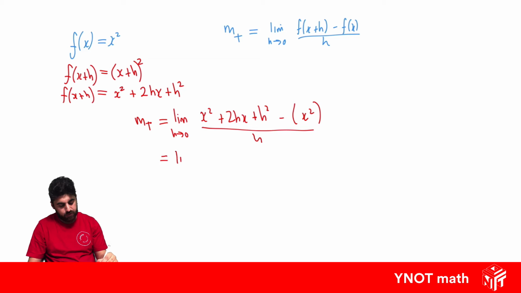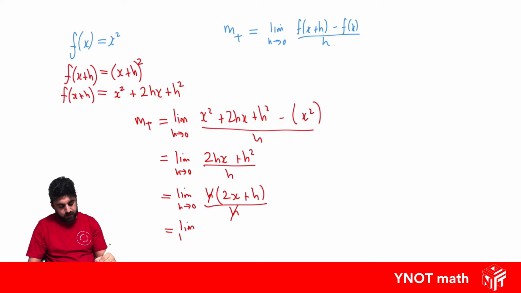So now we can start simplifying it. We have the limit as h approaches 0. Now x squared minus x squared will cancel out, so we're just left with 2hx + h squared over h. In the numerator, we can factorize out an h, so we'll have h(2x + h) all over h. These h's will cancel out, so we're just left with the limit as h approaches 0 of 2x + h.